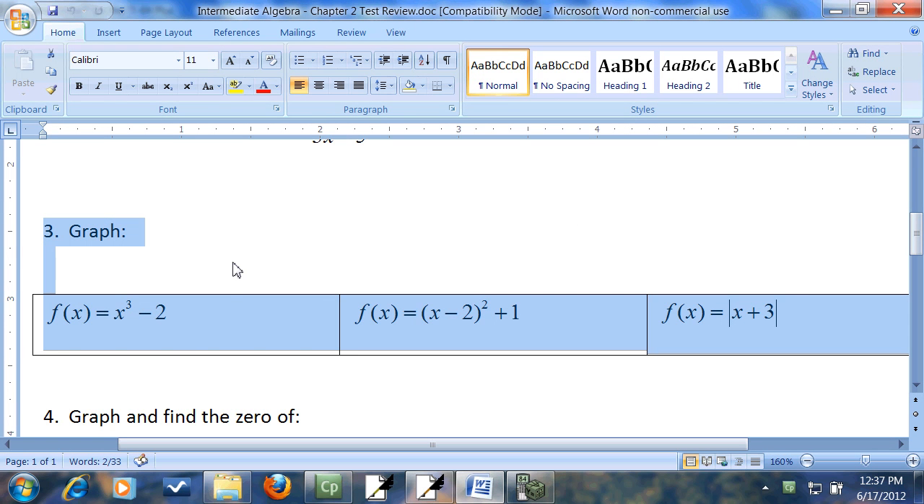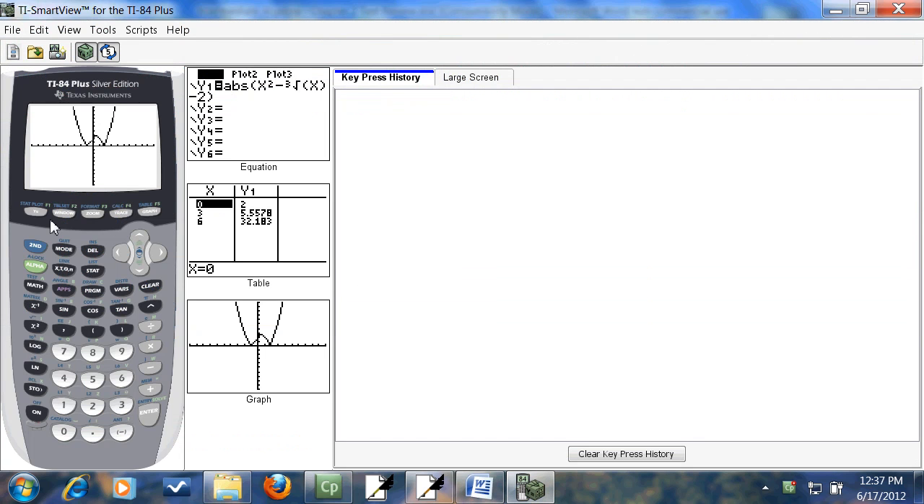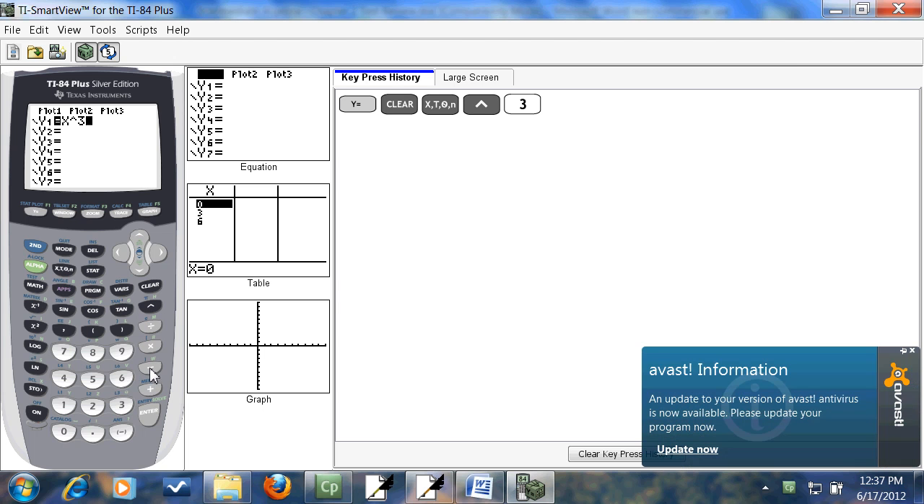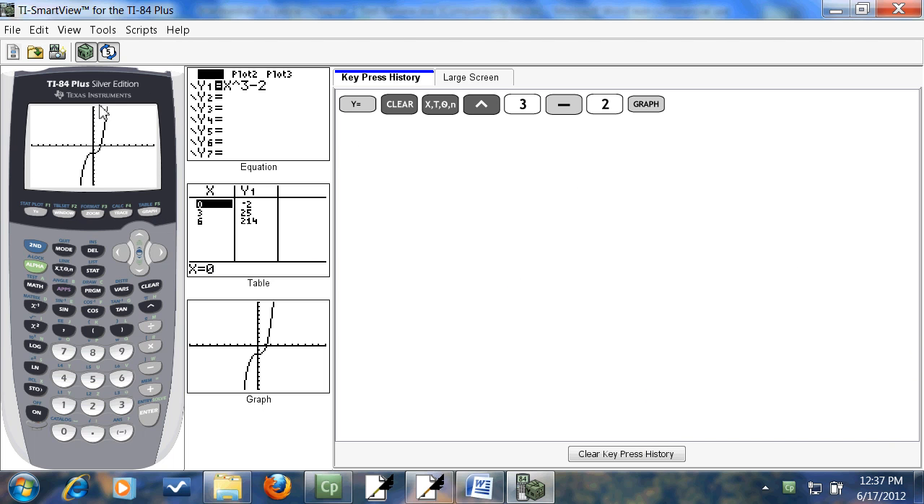Let's take a look at our third example, graphing these. First one is x to the third minus 2. Well, if I press my y equals, press clear, then x, and then the third power, do caret 3 minus 2, and then graph.